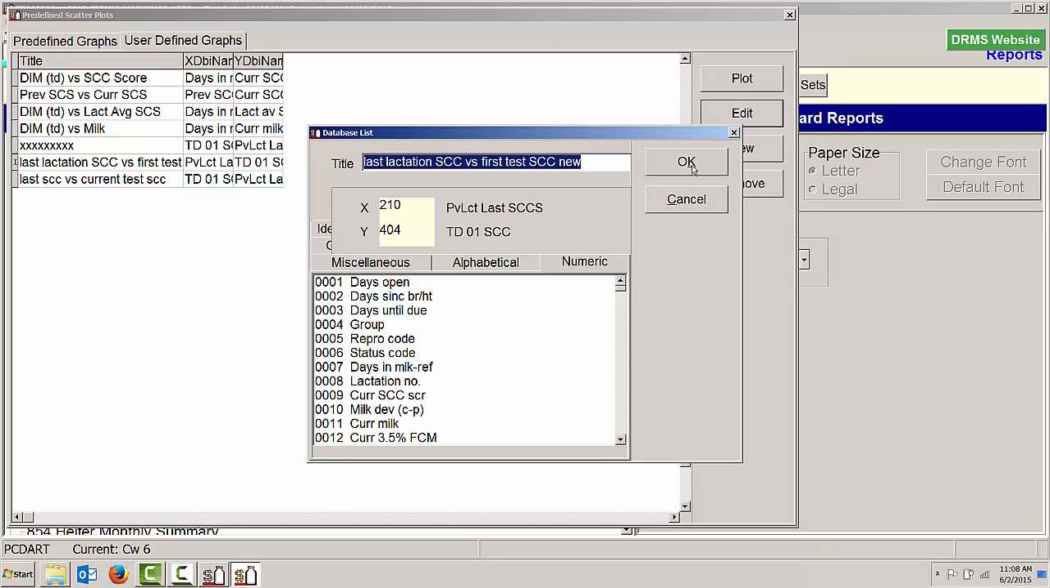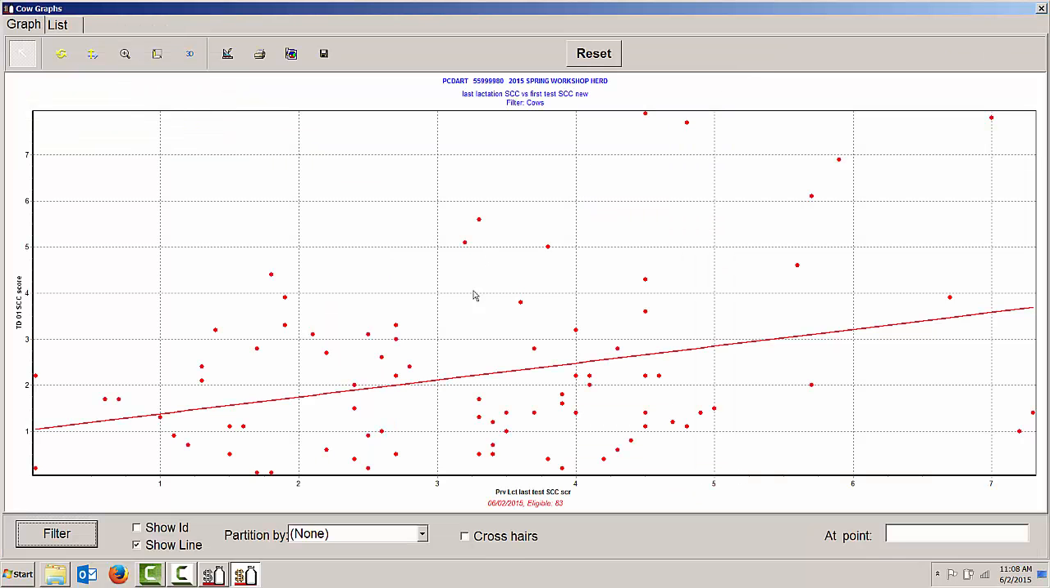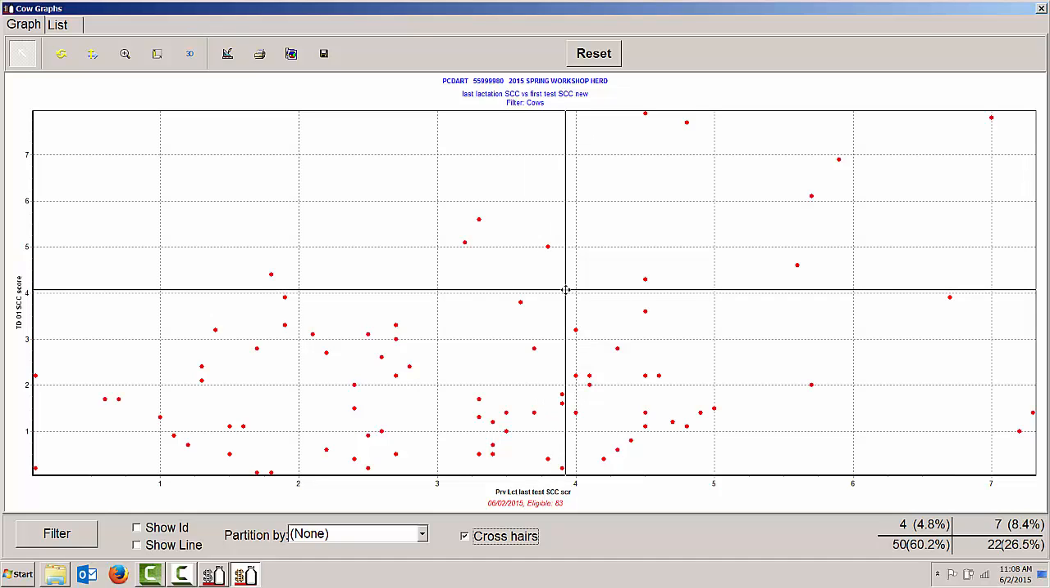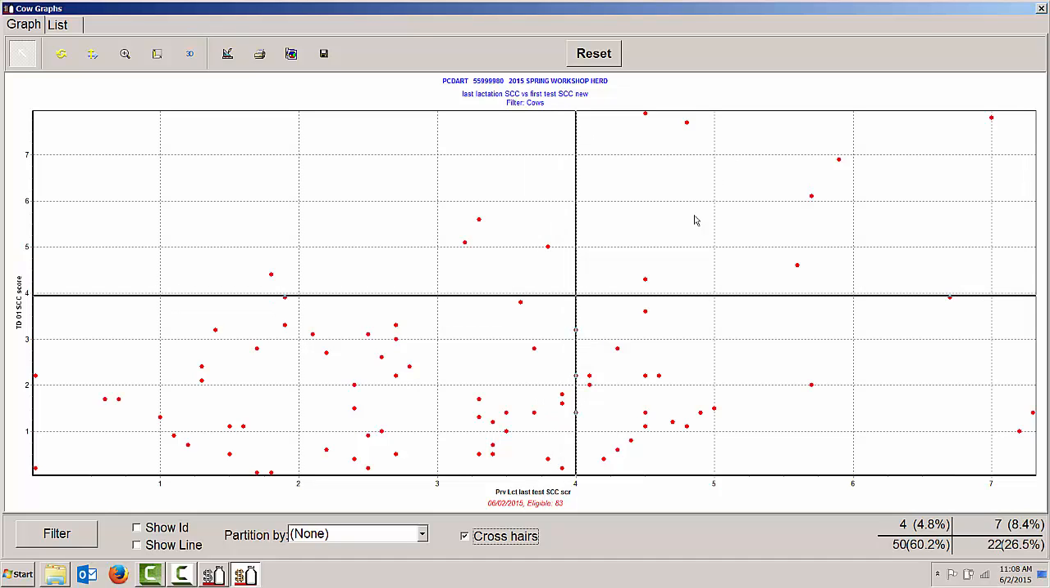Once I've created that report, I'm going to plot it. Here again, I will uncheck the line, put in some crosshairs. Still looking at linear score 4 and 4. These are cows that 8.4% of the cows still have a chronic mastitis, even though they came through the dry period for some treatments. We got cows over here in the upper left that are newly infected. That's at 4.8%. Our goal at this point would be 10% or less, so we pretty much fit ourselves into that goal.